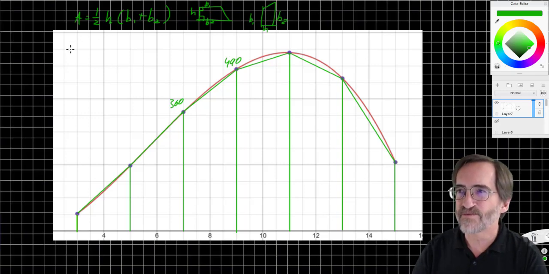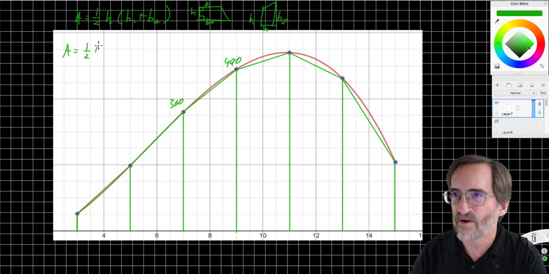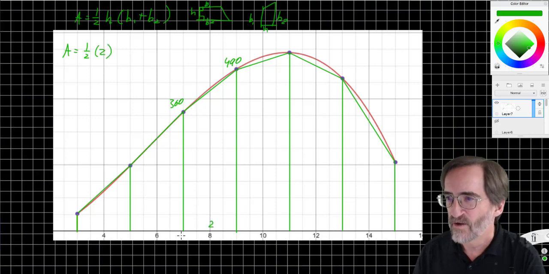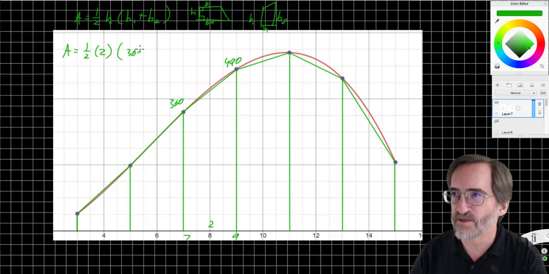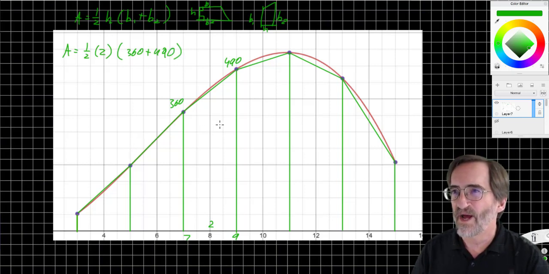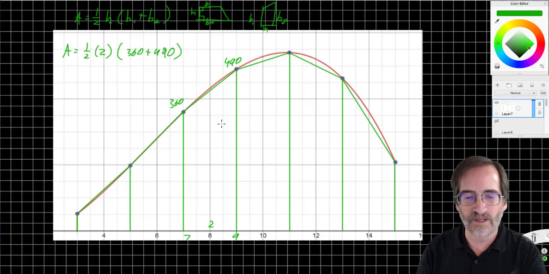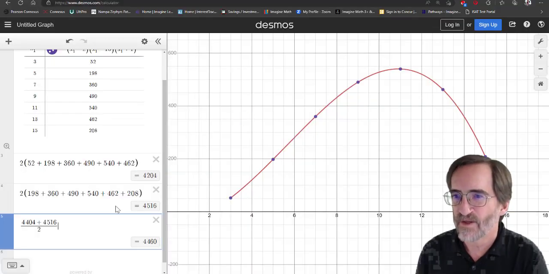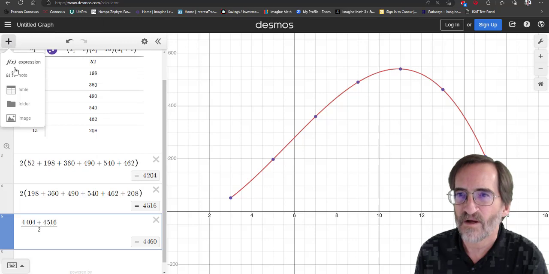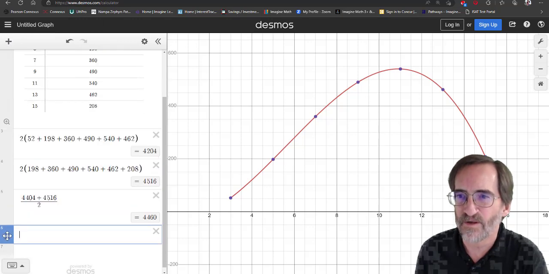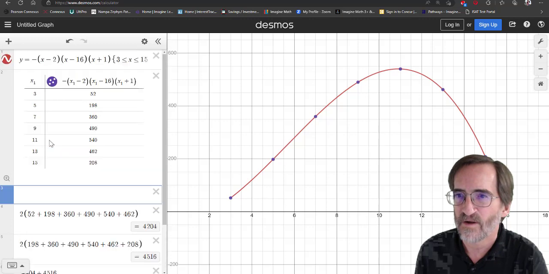So in this particular case, the area of this trapezoid is 1/2 of the height, that's 2, from 7 to 9, times the sum of the bases, 360 plus 490. So 1/2 of 2 times 360 plus 490. Let's go ahead and do that in Desmos. I'm just going to insert an expression here, but I want it up near the table because I want to see the table.